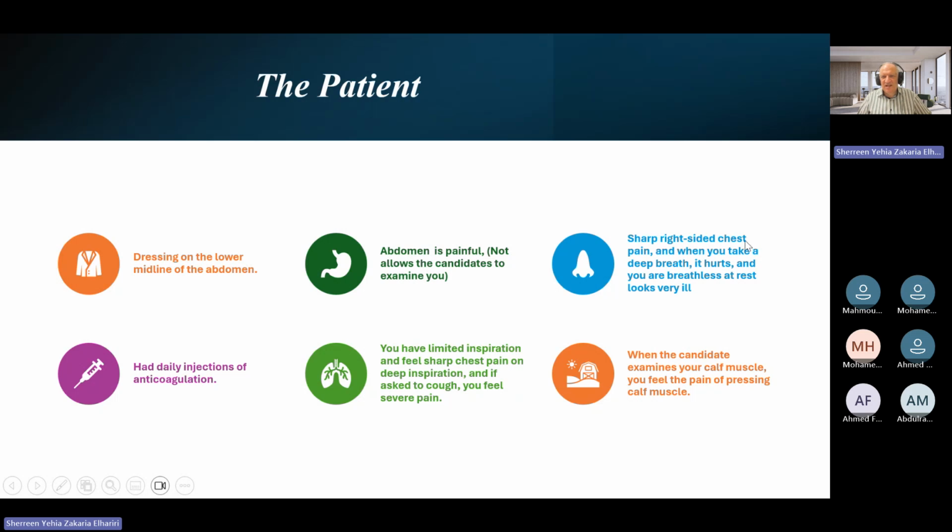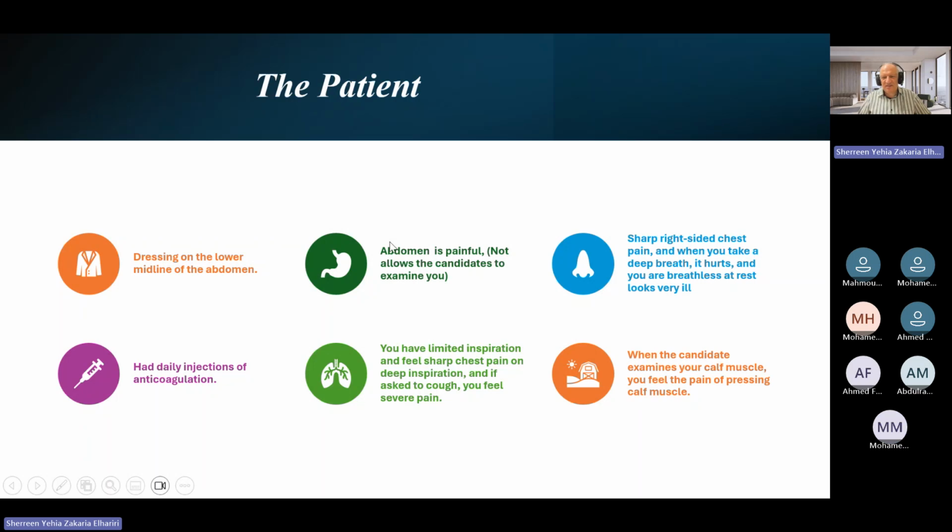Of course, the patient has pain, has difficulty breathing, and it hurts to breathe. Of course, you need to ask the patient about oral anticoagulant. The patient tells you about anticoagulant. Of course, they have limited inspiration or something like that. And when the candidate examines the calf muscle, the patient has a little pain.